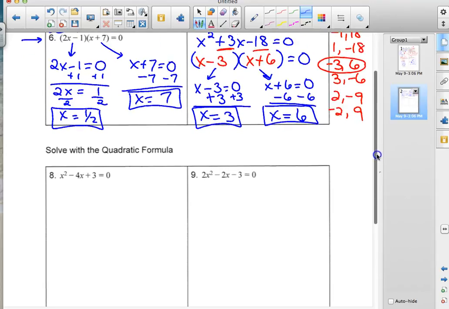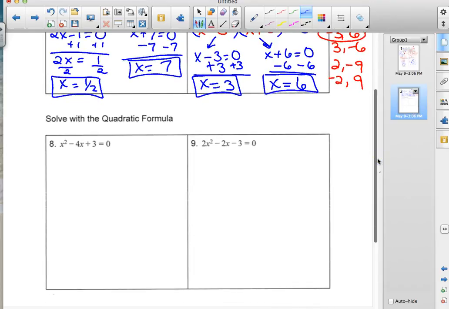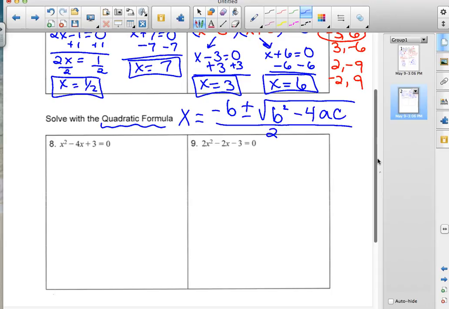All right. The last type of solving that we did was with the quadratic formula. That was that big, long x equals the opposite of b plus minus the square root of b squared minus 4 times a times c, all of it divided by 2a. So the first thing you want to look for is make sure you have one side equal to 0, which we do. Second thing you want to do is identify what are your a, b's, and c's.